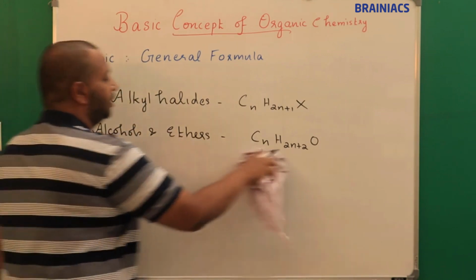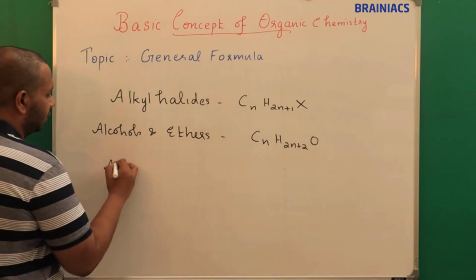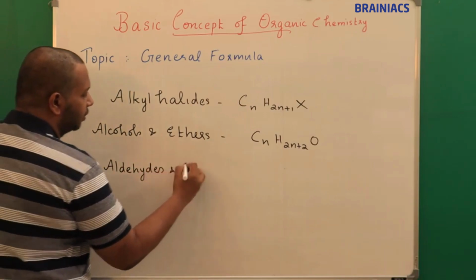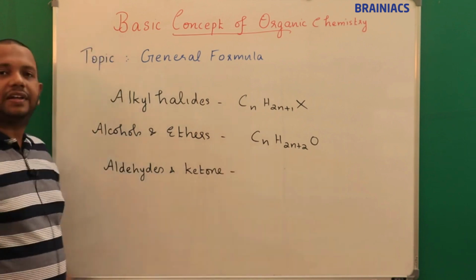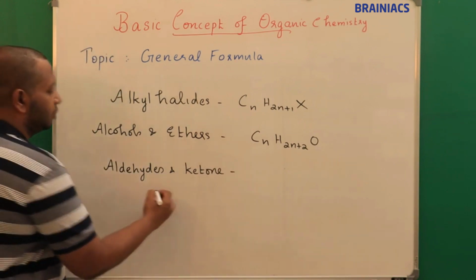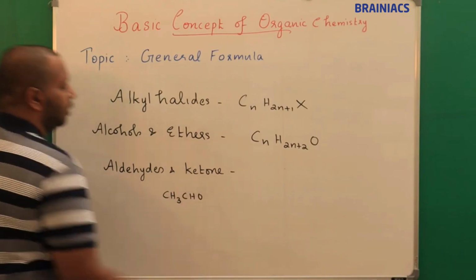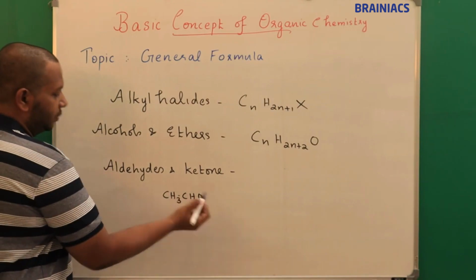Next we will try to see the next group, that is aldehydes and ketones. And we know that aldehydes and ketones are also functional group isomers because they have the same general formula. So let us take a simple aldehyde and from that we will try to derive the formula. A simple aldehyde I can take here is CH3CHO, ethanaldehyde. Now see here how we have derived this one.